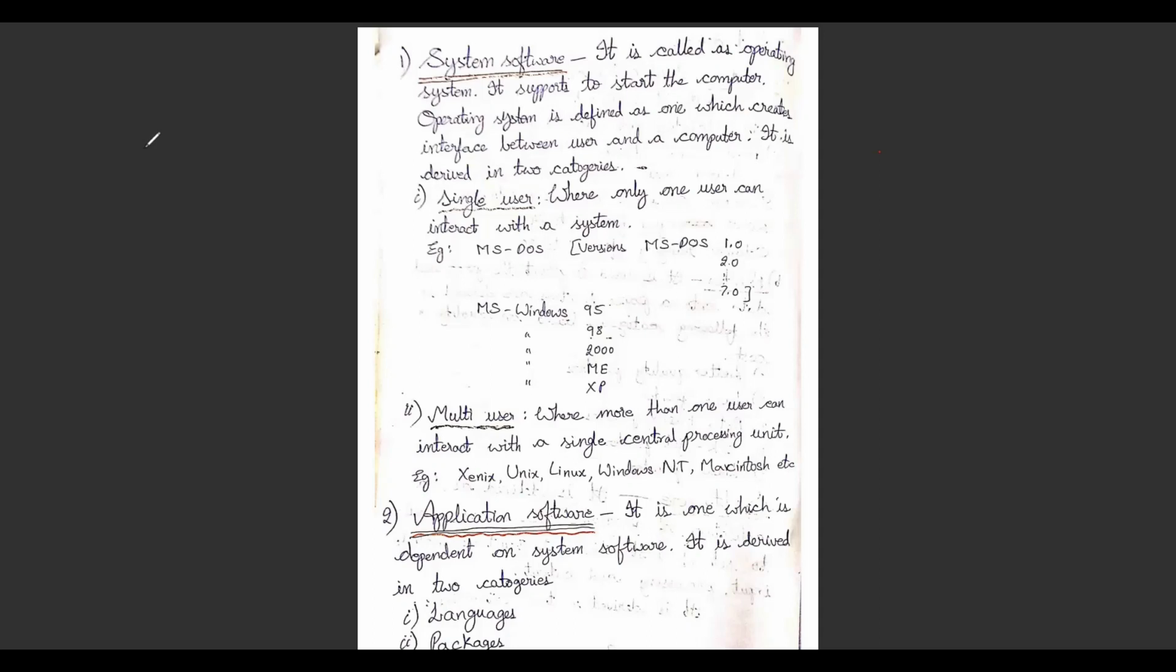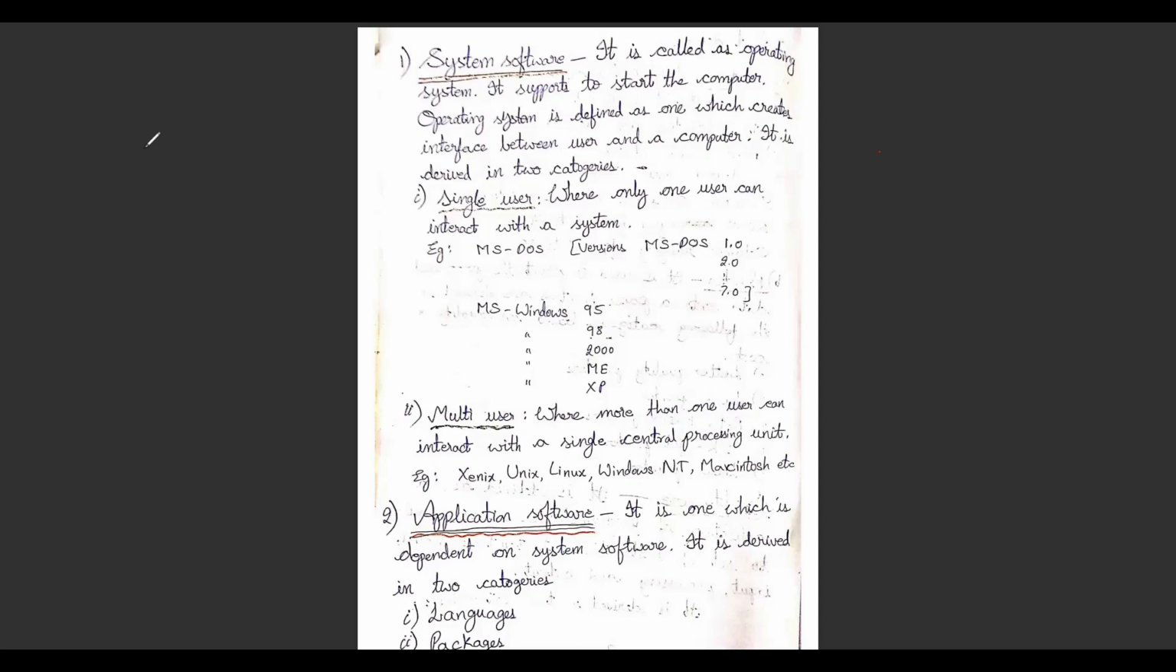Now we have single user operating systems as well as multi-user operating systems. In single user, the name itself suggests only one user can interact with the system, like MS-DOS, the disk operating system. Then you have MS Windows, which is of different categories: 95, 98, 2000, ME, Windows XP, 8, 10, 11, all those have come into the picture now. Then multi-user, where more than one user can interact with the single central processing unit. Examples are Unix, Linux, Windows NT, followed by Macintosh. These are multi-user operating systems.